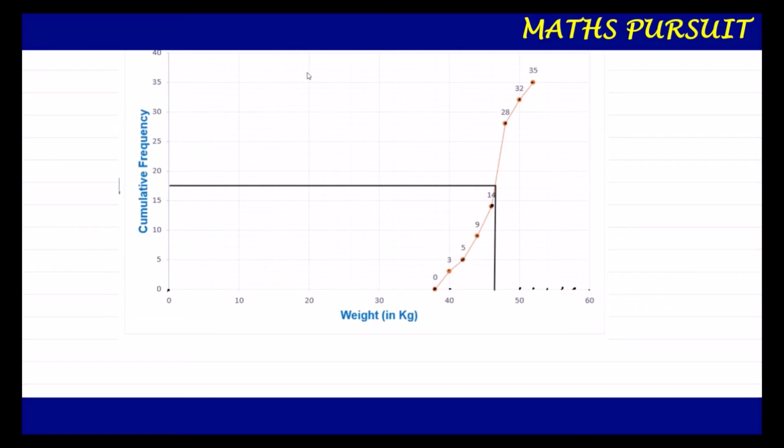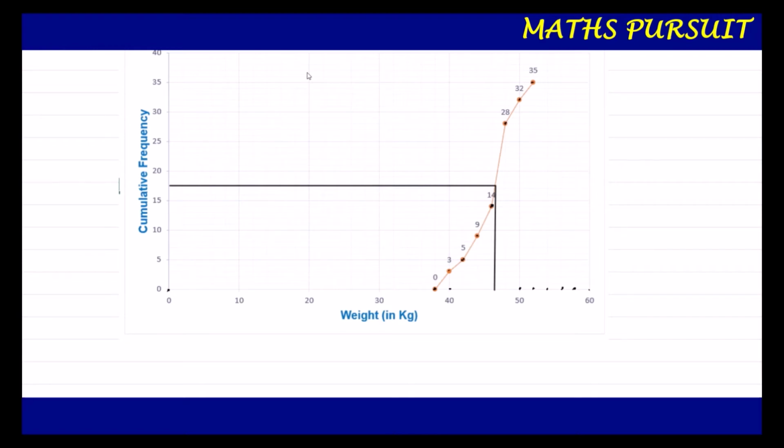Now, how to draw the ogive curve? The question asked us to draw an ogive curve and find out the median. So this is the ogive curve that we have drawn, and you could see that it goes from bottom to top. As I told you earlier, the less than ogive curve always moves from bottom to top, whereas the more than ogive curve moves from top to bottom.